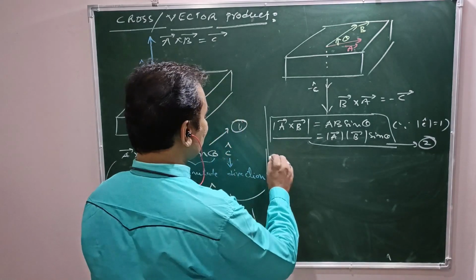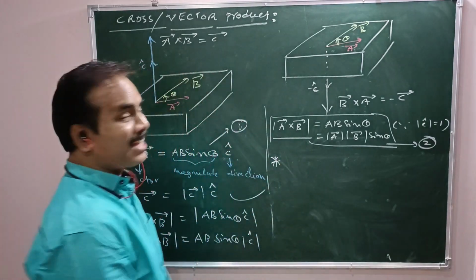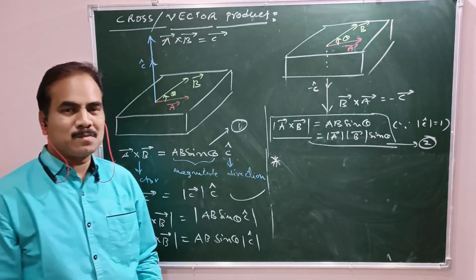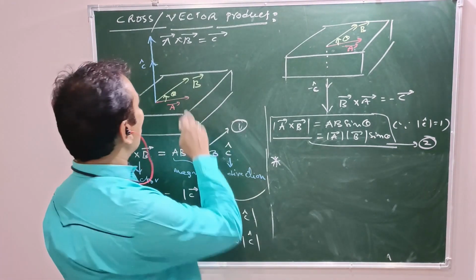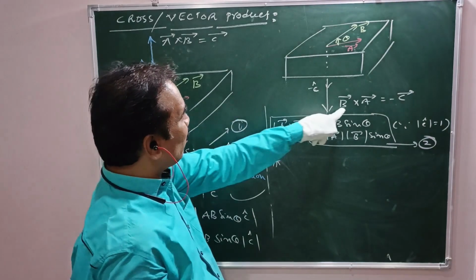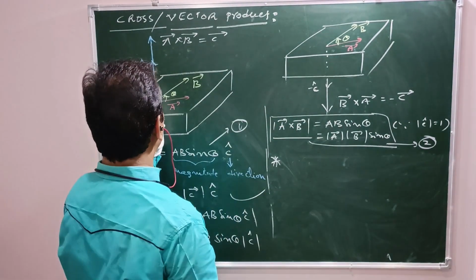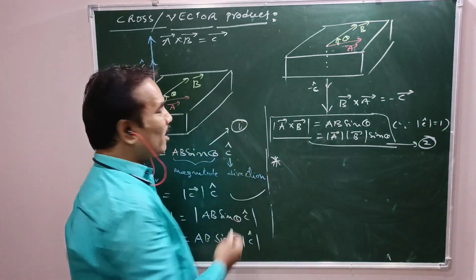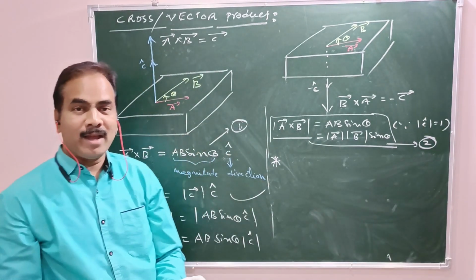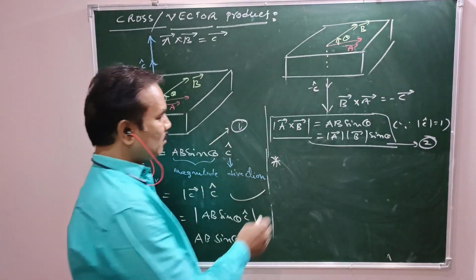What are the properties, meaning characteristics, of the cross product of given vectors? Say, first property: A bar cross B bar is not equal to B bar cross A bar. Why? Because A bar cross B bar points upwards, and here it points downwards. So the cross product does not obey the commutative law.